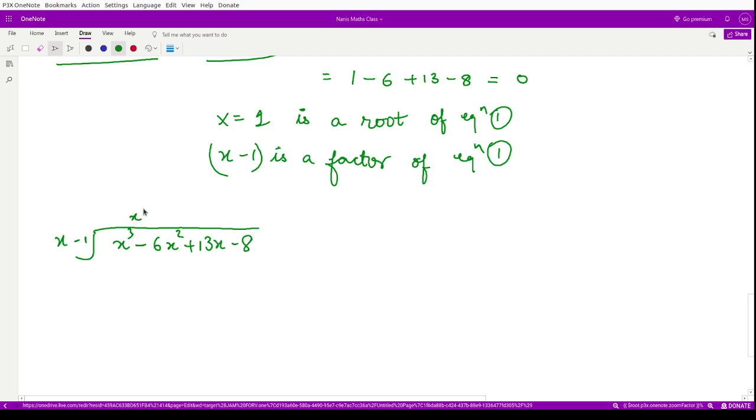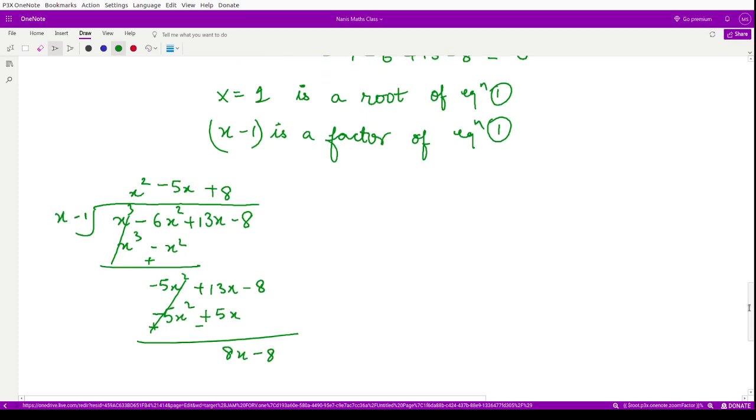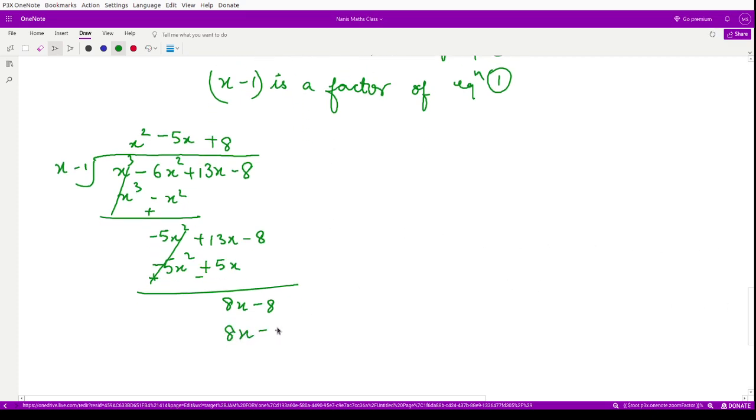So it is x square first. So you have x cube minus x square, so that these terms cancel out, and you have minus 5x square plus 13x minus 8, and then you have minus 5x here multiplied by minus 5. So you have minus 5x square plus 5x, right? So this plus this negative. So then you have 8x minus 8. So finally it is plus 8, right? So it gives you the remainder as 0.